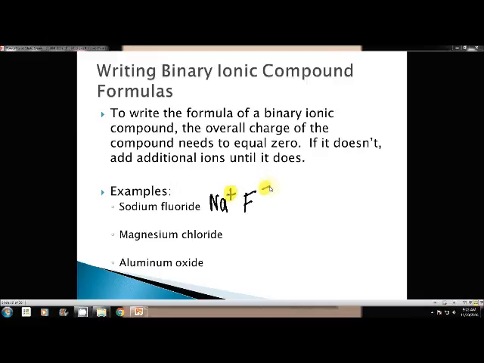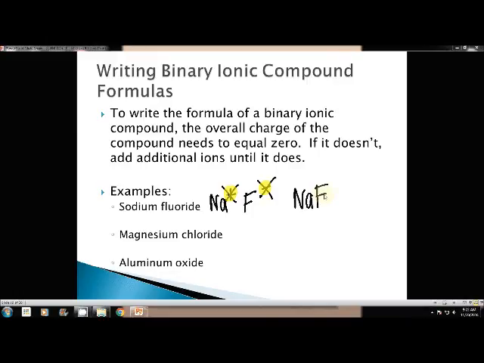Okay? And if those charges add up to 0, then we're all good. If they don't, then we have to do a little bit more work. But in this case, we have a +1 with a -1, so those do cancel out. So then our formula for sodium fluoride, we just get rid of those charges, and it will be NaF. So when you write a formula, no charges should be left there.